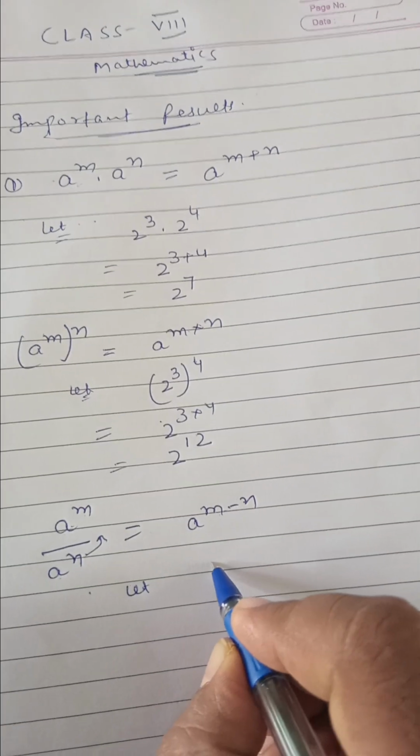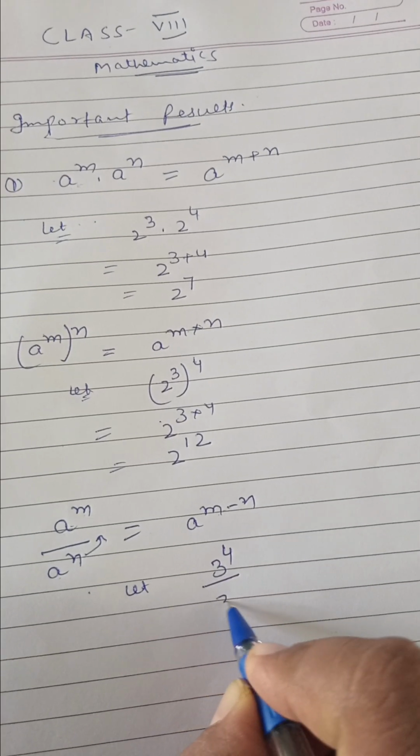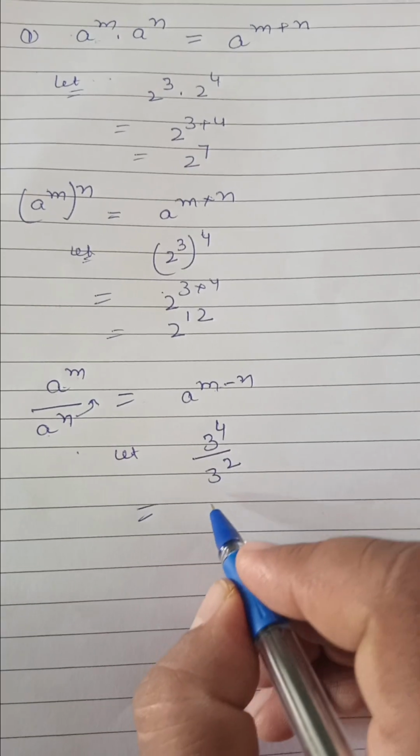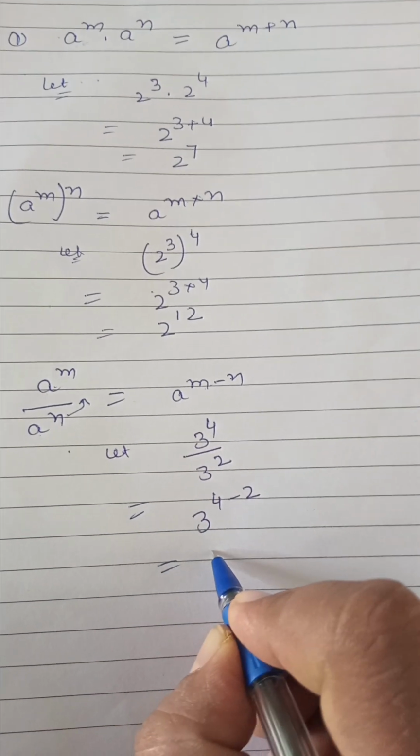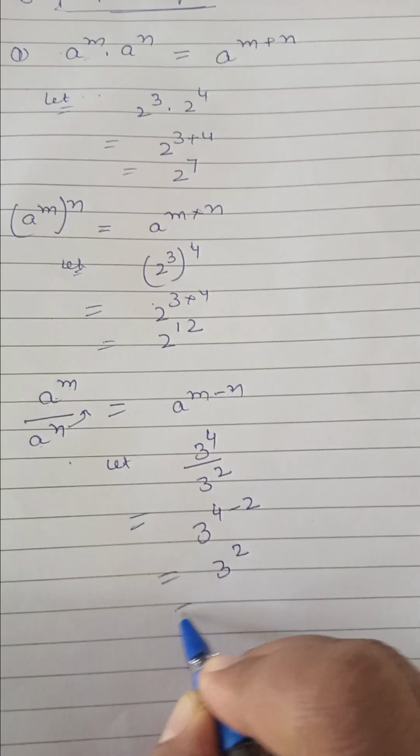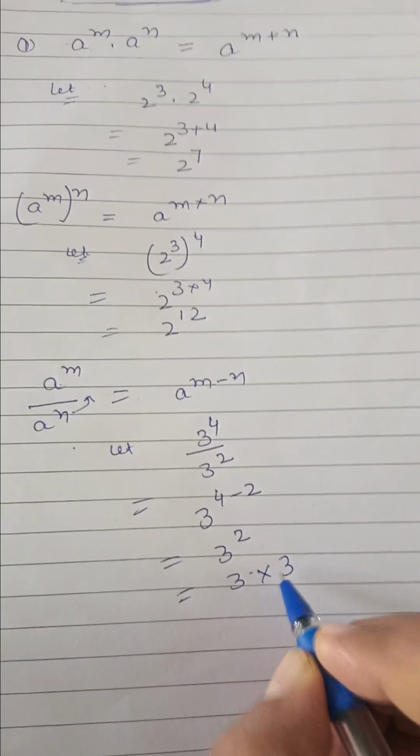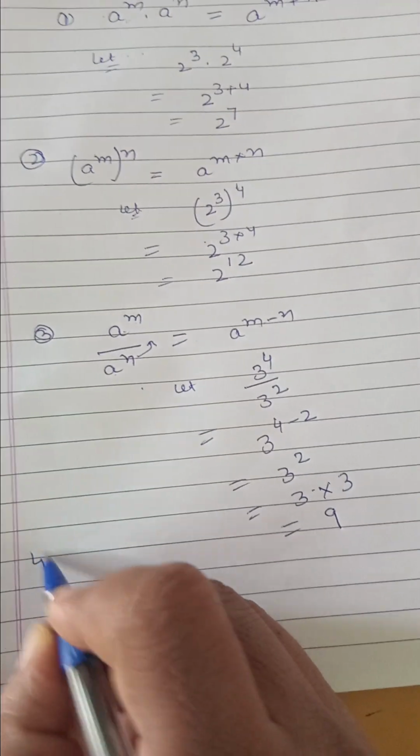Let 3 raised to power 4 over 3 raised to power 2. It can be written as 3 raised to power 4 minus 2, that is equal to 3 raised to power 2. This will be equal to 3 multiply 3, 3 3s are 9.